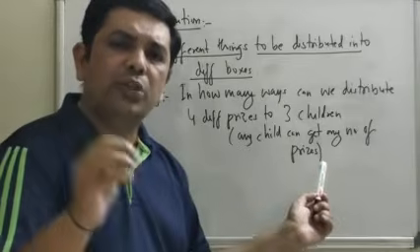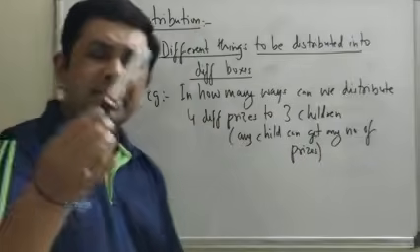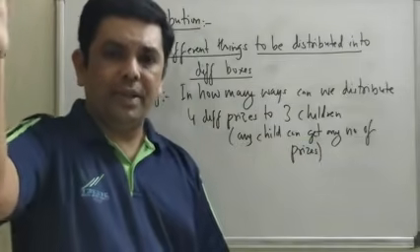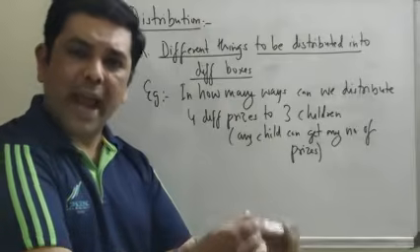Please understand how do we solve this? Very easy. It is very easy. Okay. Imagine this marker is a prize. This marker is a prize which is to be distributed. So I have this prize in my hand.